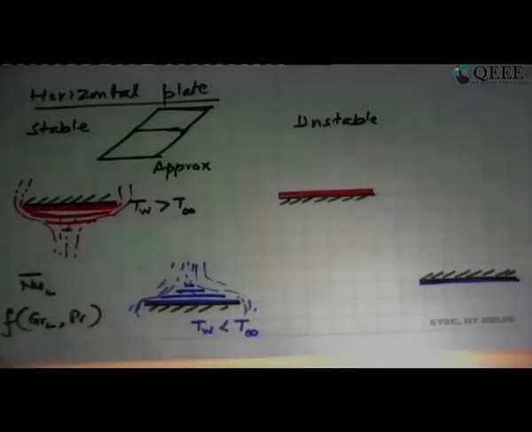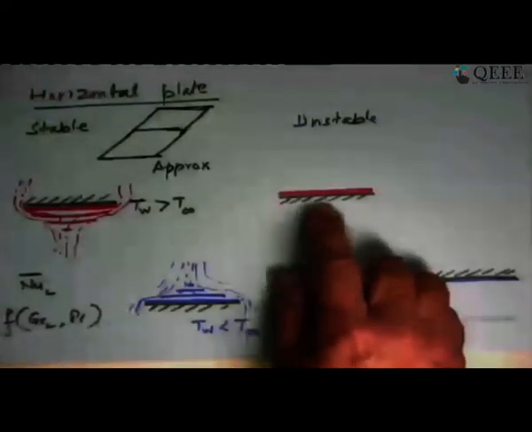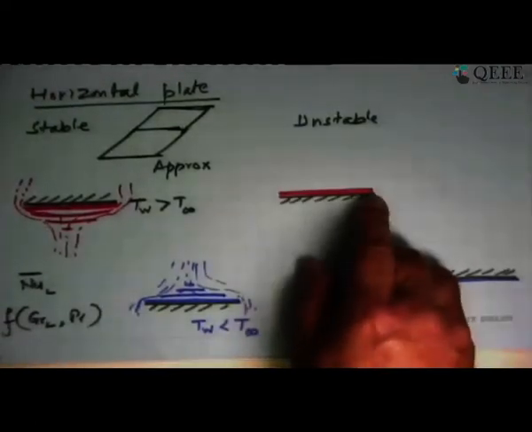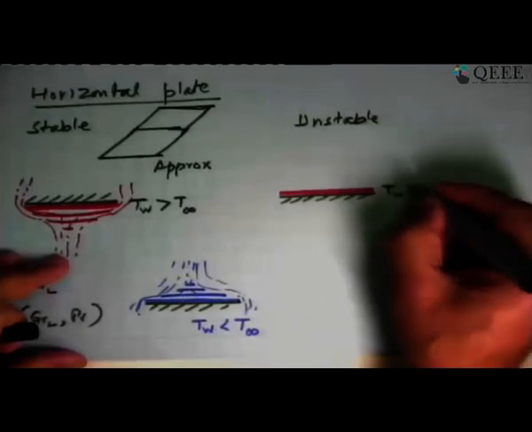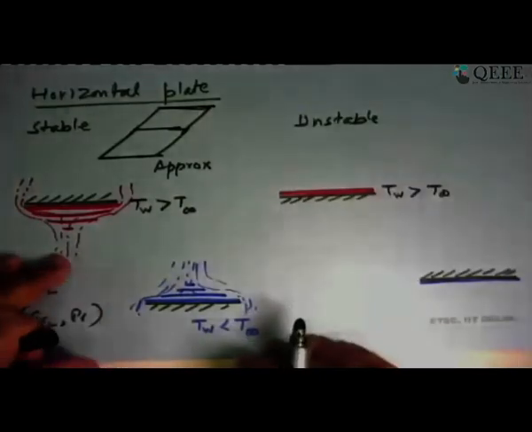So that was the stable part of the problem. Now let's see what is the unstable part. So here the plate, the heated surface, is facing upwards. Here TW is greater than T infinity and it is facing up. This is the situation you would see in many cases.